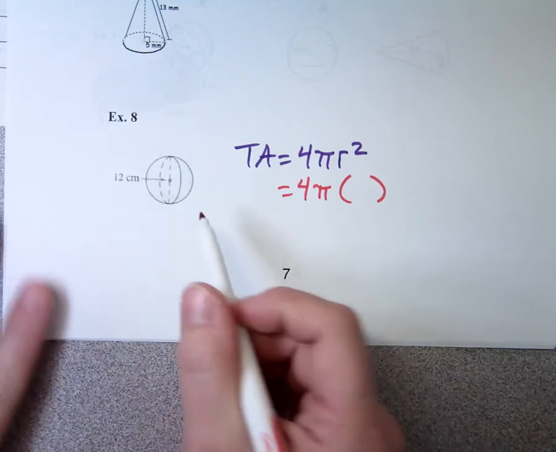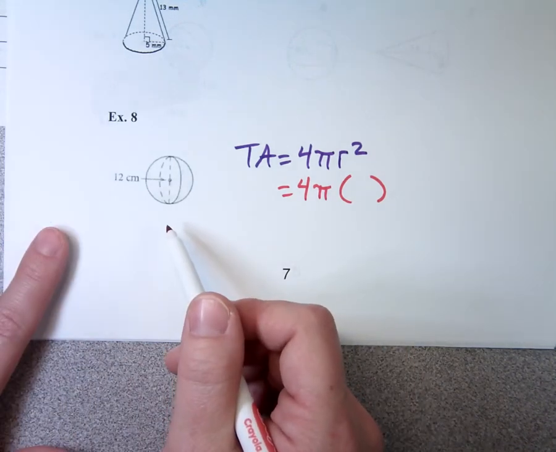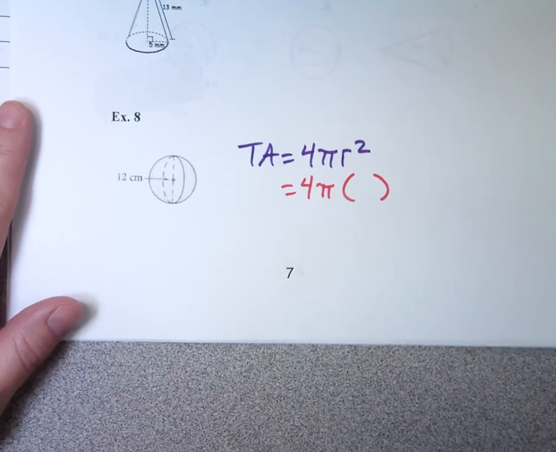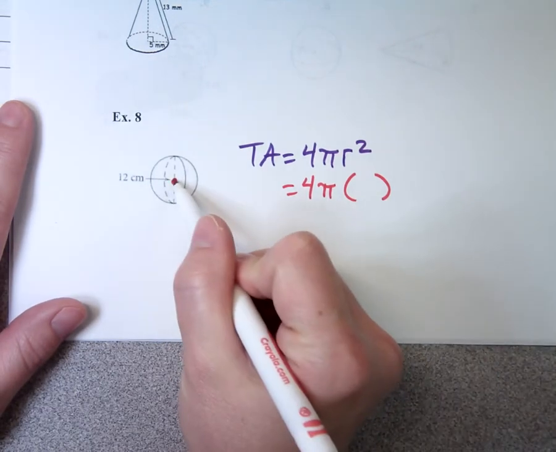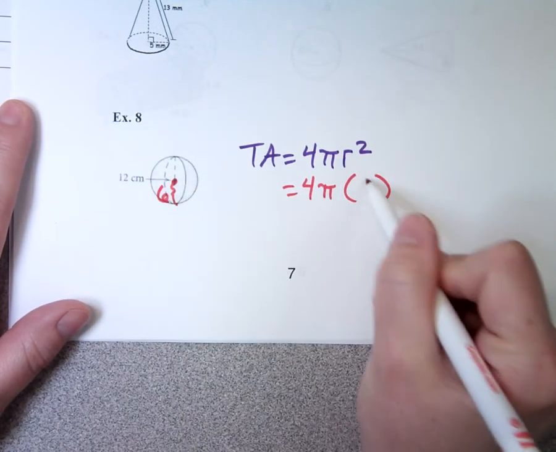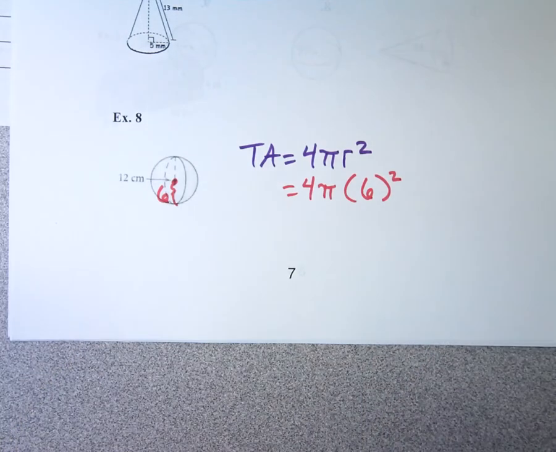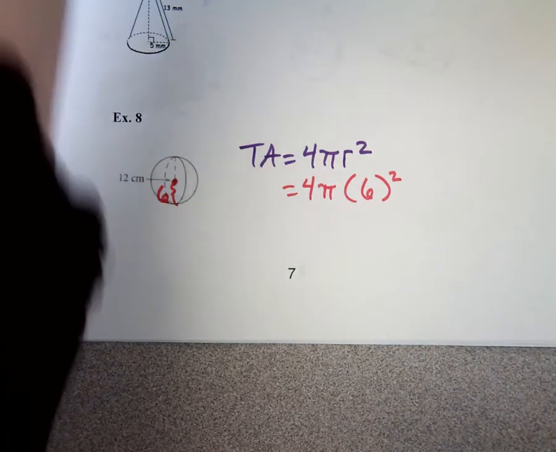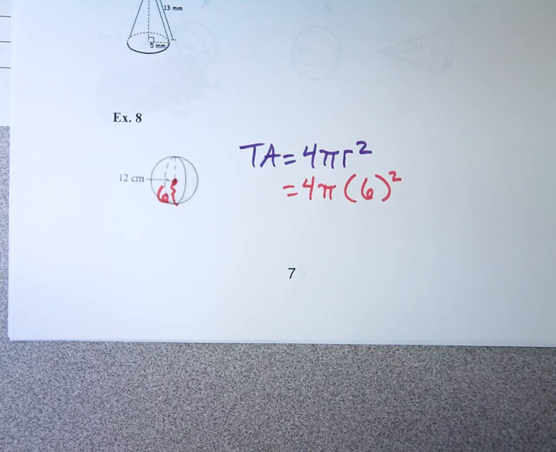Oh, I went to 8, Andrew. Yeah, I jumped to 8. I just wanted to do a different shape. So it's a sphere. So our radius is 6, and so it'd be 6 squared. Okay, take a moment, calculate that, but leave the pi in your answer, and I'll draw one more stick.